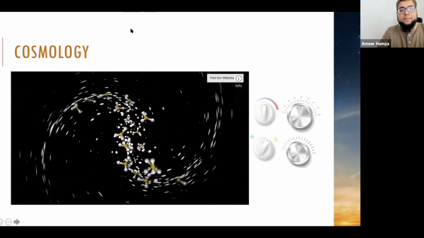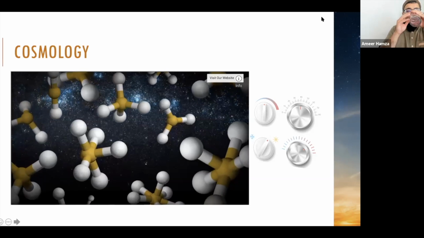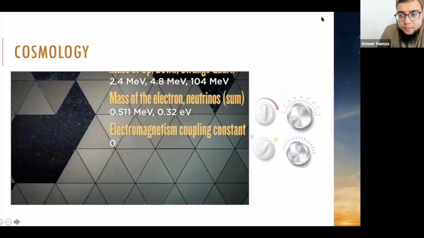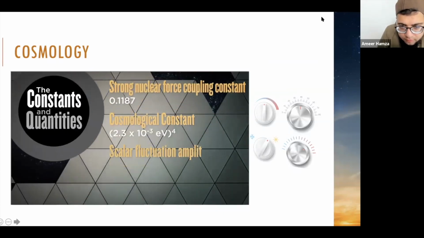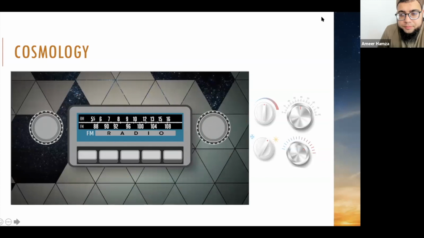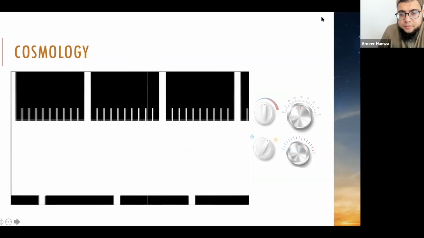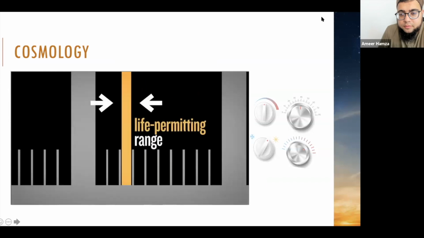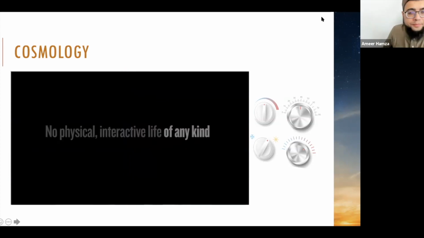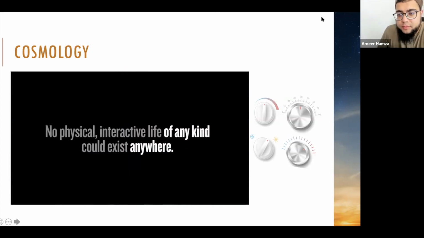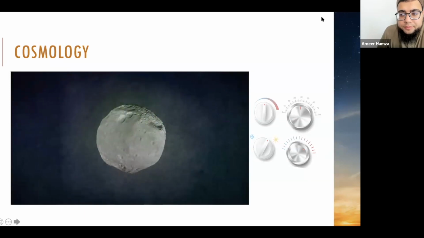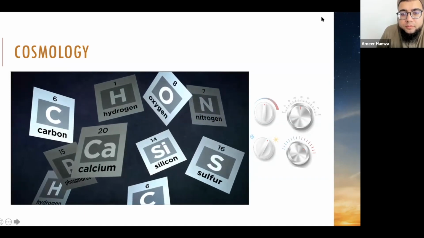From galaxies and stars, down to atoms and subatomic particles, the very structure of our universe is determined by these numbers. These are the fundamental constants and quantities of the universe. Scientists have come to the shocking realization that each of these numbers has been carefully dialed to an astonishingly precise value, a value that falls within an exceedingly narrow, life-permitting range. If any one of these numbers were altered by even a hair's breadth, no physical, interactive life of any kind could exist anywhere. There'd be no stars, no life, no planets, no chemistry.